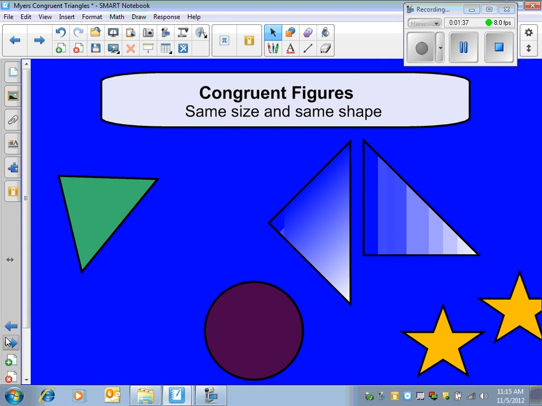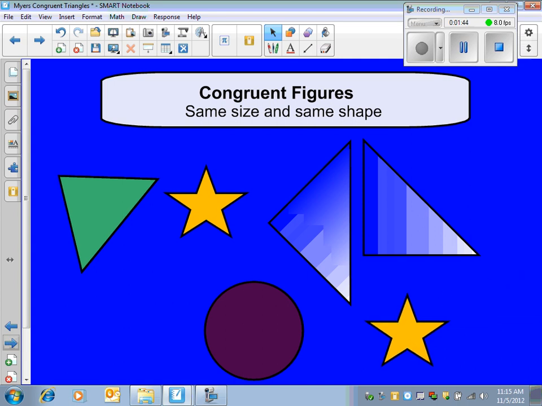I'm going to move to the stars next to see if the stars are congruent. Here is my first star. Here is the second star. And let's hope, voila, perfect matchup. So those figures, again, are congruent.